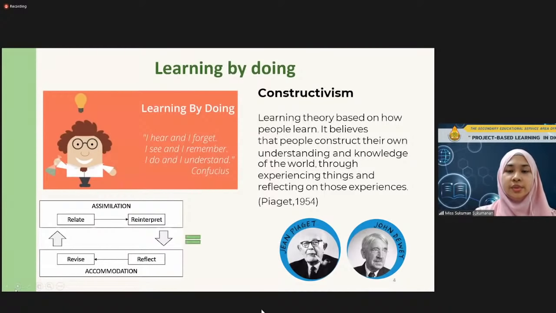So constructivism and learning by doing go in the same way, right? In the process of brain thinking, we learn new things by adapting previous experience. This process consists of 2 main things, which are assimilation and accommodation, and they work together. This process consists of relating, reinterpreting, reflecting, and revising, and then it becomes the adaptation of a human, which shows that when people understand, they can adapt to the environment.